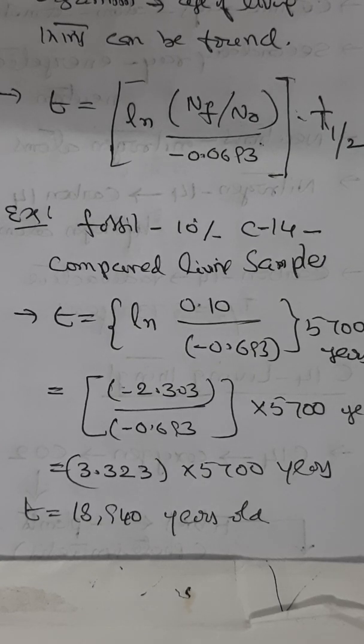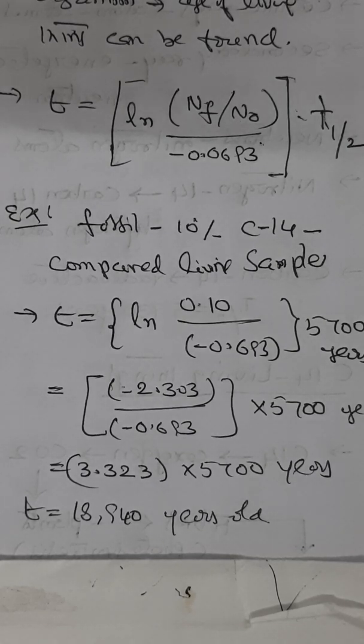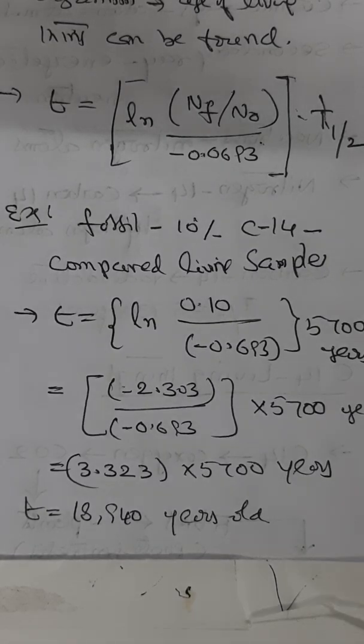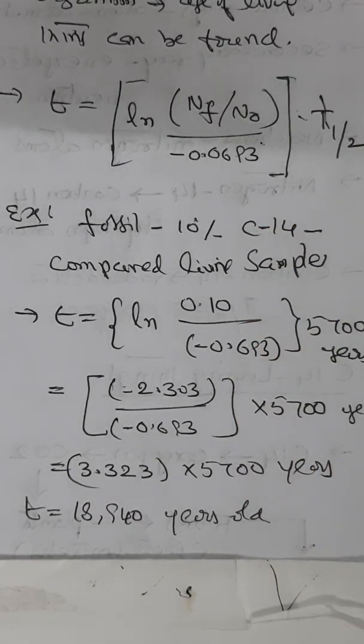Other useful radioisotopes for radioactive dating include uranium-235, which has a half-life of 704 million years. Similarly, uranium-238 has a half-life of 4.5 billion years. Thorium-232 has a half-life of 14 billion years. Rubidium-87, for example, has a half-life of 49 billion years. That means using this formula, we can calculate the age of the fossil.